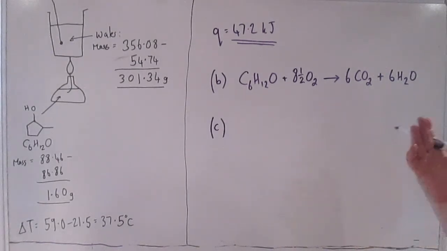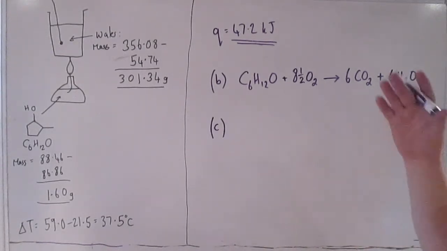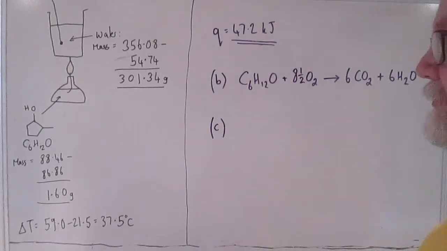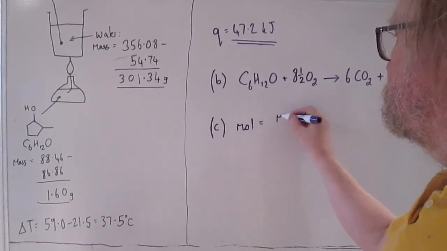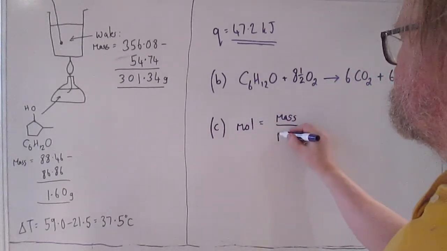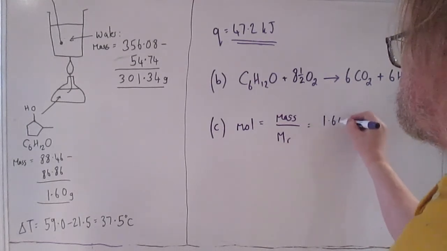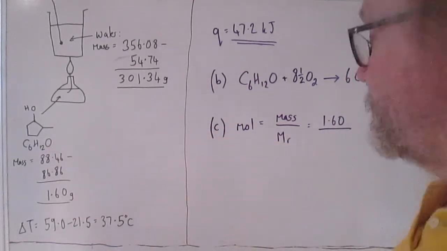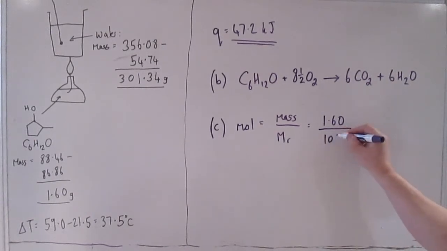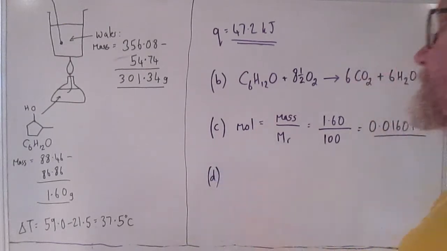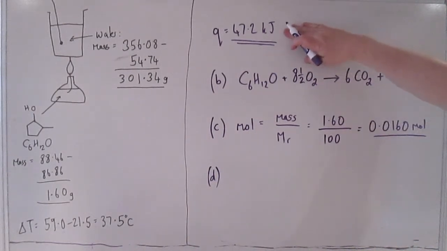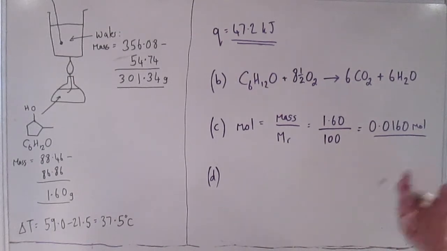In part C, it wants to know how many moles of the alcohol were burned. So we've got the mass, 1.60, so we can just do moles is mass over Mr, which is 1.60 divided by, and if you add up the Mr for that lot, it comes in fact to exactly 100. So that's 0.0160 moles is the answer. And then it wants us to use these numbers that we've calculated so far.